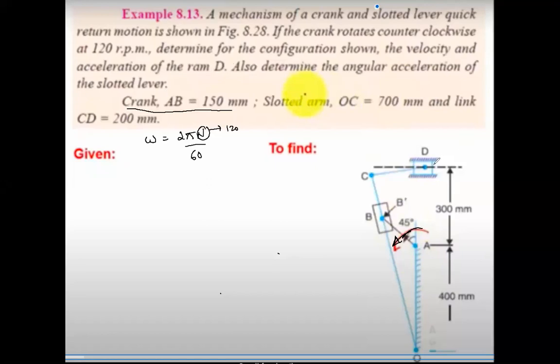Also, ram D means this is your slider itself. Also determine the angular acceleration of the slotted lever. So two things he has asked. One is the velocity and acceleration of D, which is the slider. This is the first thing they have asked. And the second thing they have asked is the angular acceleration of link OC. So both of these are the things you need to find out. Now I'm going to teach you step by step exactly how to find these things.